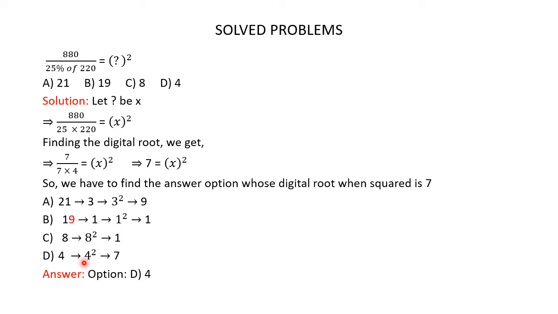Option D is 4 and 4 squared is 16 and 1 plus 6 is 7. So 7 is the digital root here. So when you observe all these options, you will see that option D has the digital root which when squared is 7. So the correct answer is option D, 4.